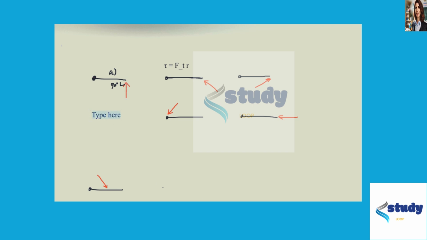We can just write tau equals Ft, which is just F, so it's 10 newtons times R. R is the distance from the pivot point to the point of contact where this red arrow is pointing. That's the entire length of the rod, which is 4 meters, and that gives us 40 newton meters. Don't forget the unit. So this will be the magnitude of torque for the first case. And let's check out the second case.